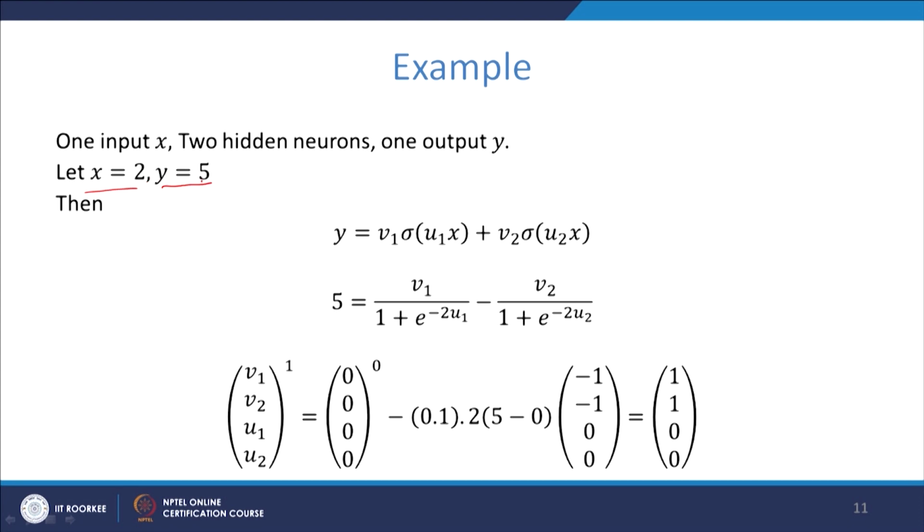So, for example, let x be 2 and the output be 5. We want to find a neural network relating this 2 and 5. So, we write the neural network, and it has to be like this. We want the output to be 5 in this particular manner. So, how do we calculate V1, V2, W1, W2 using the algorithm? Initialize the weights: V1, V2 are 0, 0 and U1, U2 are also 0, the initial weights. Then the first iteration is denoted by 1 in the superscript.